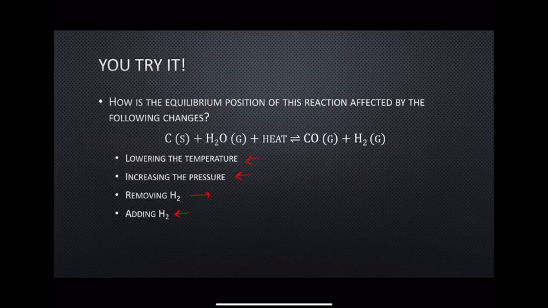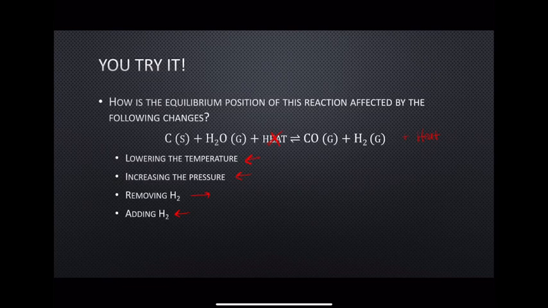So you should have gotten left, left, right, left. So let's talk about these really quickly. The first one says lowering the temperature. So if we're lowering the temperature, that basically means we're taking the heat out of there and putting it on the other side, okay? And so then it's going to go away from the heat. So away from the heat is going to make it go to the left, okay, or to the reactants.